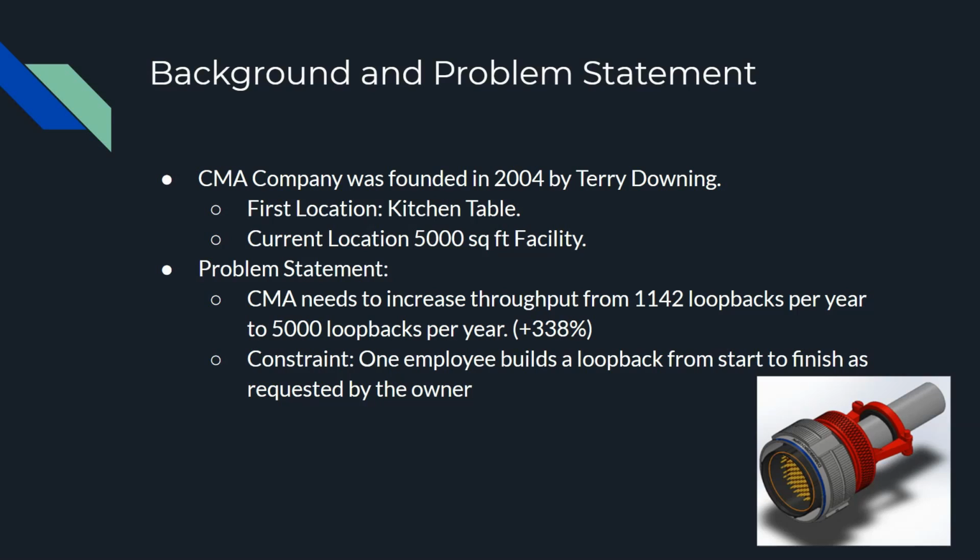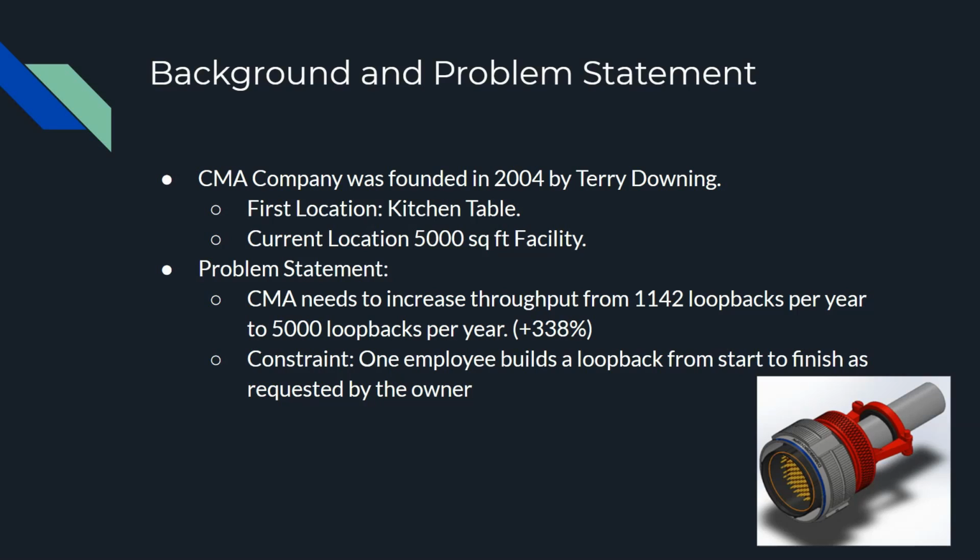CMA Company was founded in 2004 by Terry Downing on his kitchen table as a favor for a friend. When the product went through inspection, it was the highest quality they ever received, and CMA Company was formed. They now occupy a 5,000 square foot facility in Corona, California.